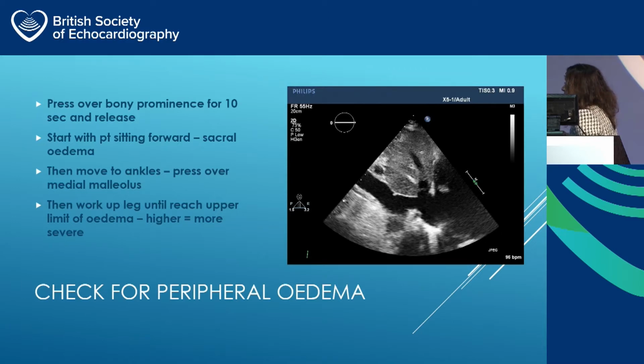So you do that over the sacrum, and then you let your patient sit back, cover up their chest, move to the ankles, press over the medial malleolus. This is often tender. Warn your patient. If it's sore, let me know. If you've got edema there, work up your leg over the bony tibia and then beyond, doing the same thing until you reach the top extent of the edema. And the higher it goes, the worse it is.